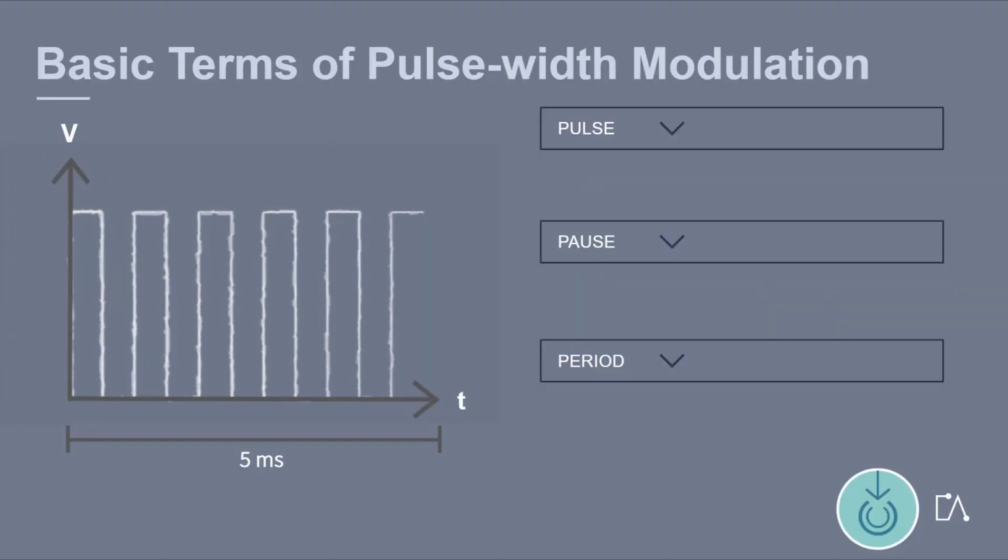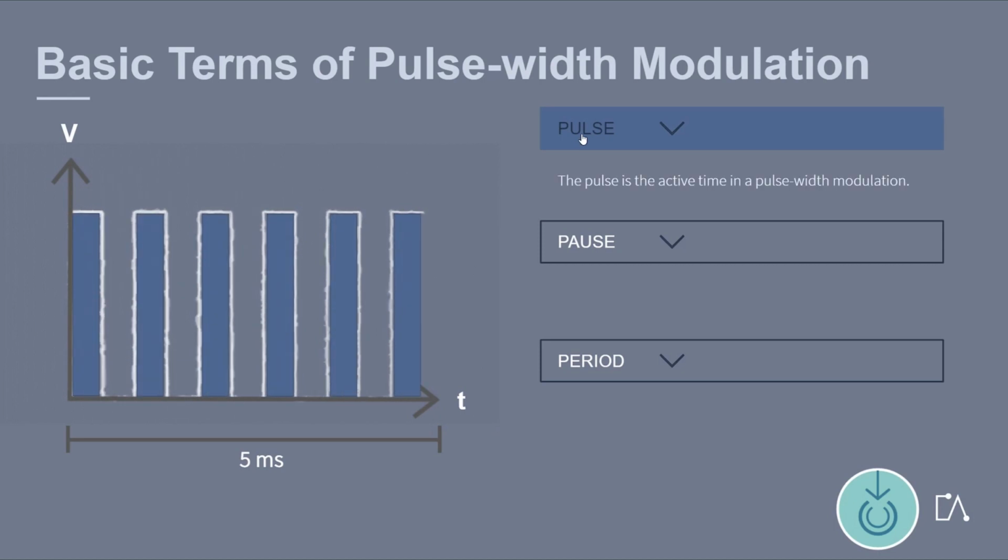Pulse width modulation is a type of modulation where one technical parameter, for example voltage, changes between two values. At a constant frequency, a square pulse is modulated whose width or length varies. Pulse width modulation is mainly used in control and regulation engineering, and can for instance also be used when dimming a light.